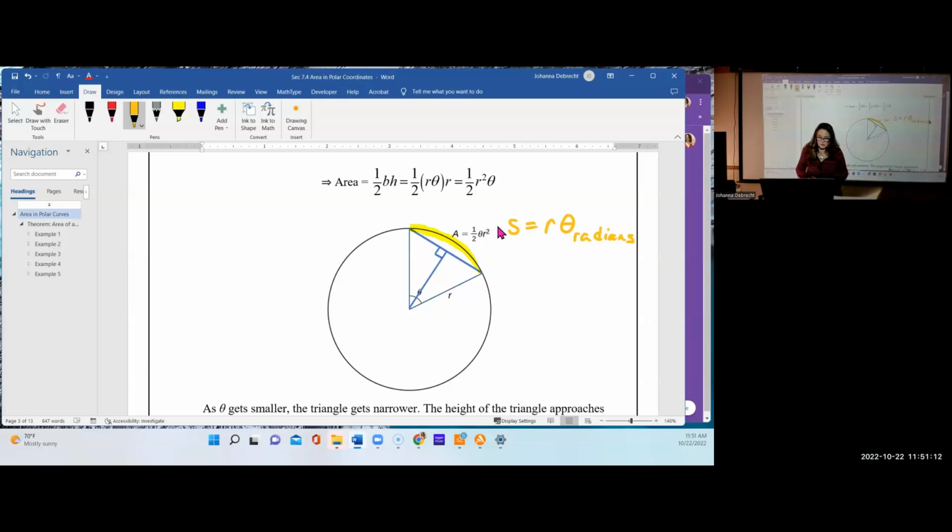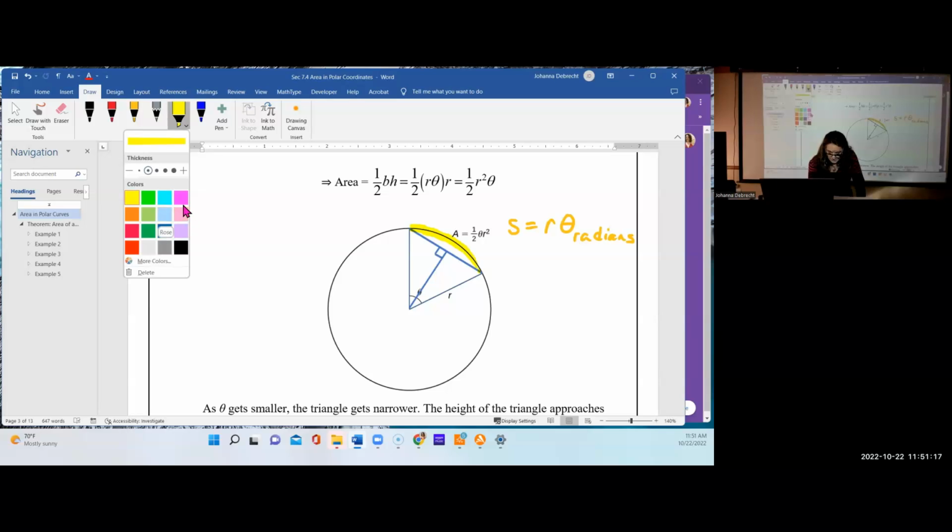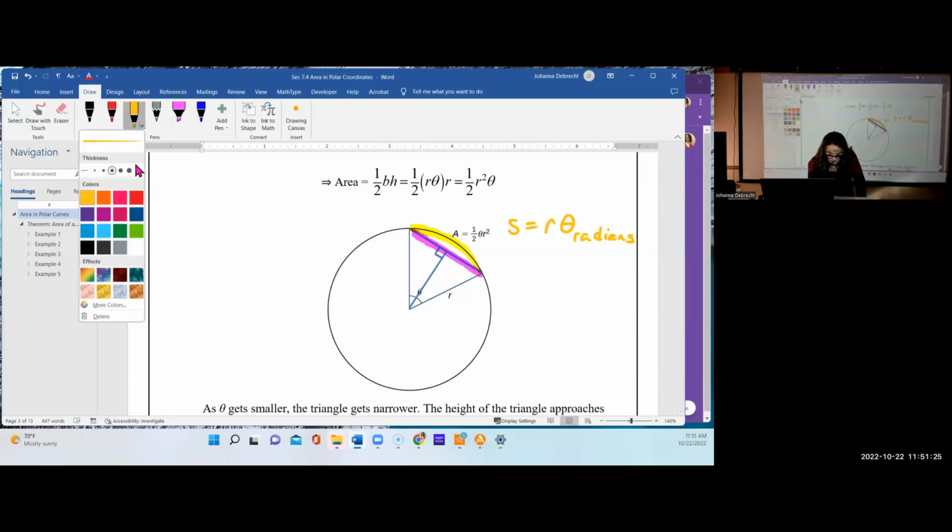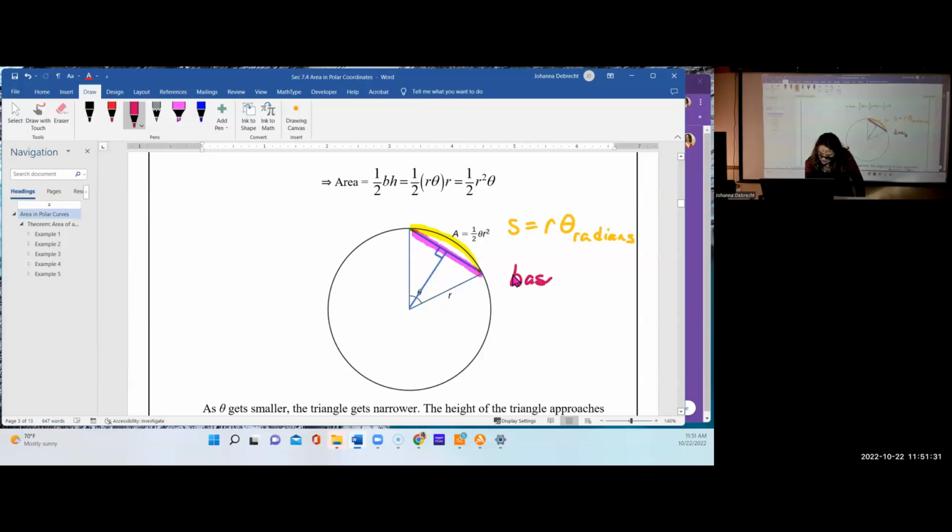Now, the base of our triangle is a different spot, which is going to be, well, let's see, let's make it hot pink. That's the base right there. So when I'm looking at that one, it's hot pink. The base is approximately equal to r times theta. All right, so that base in pink is approximately r theta. What I need now is the height of the triangle.